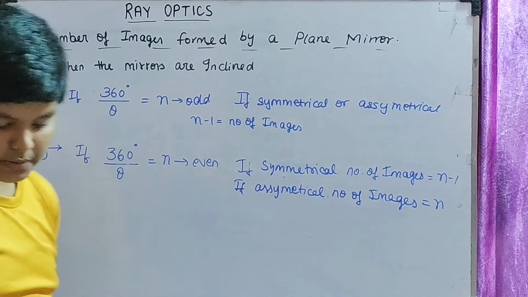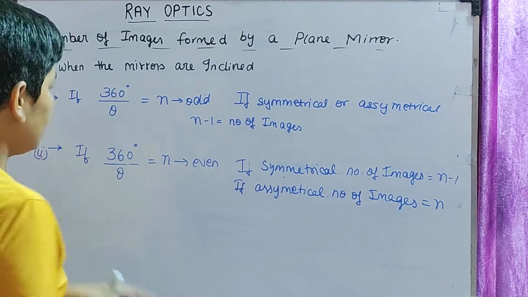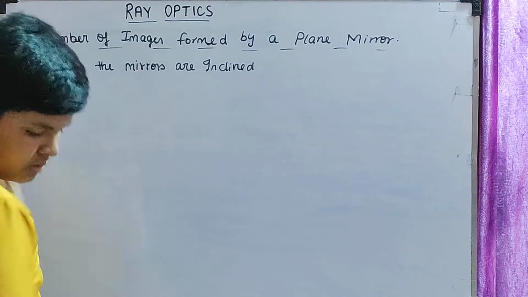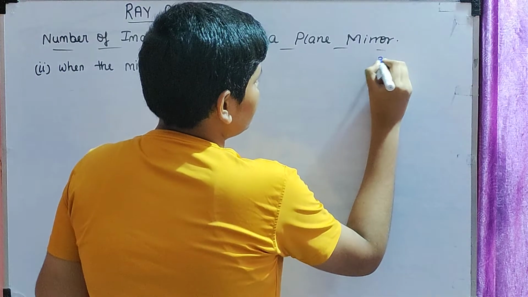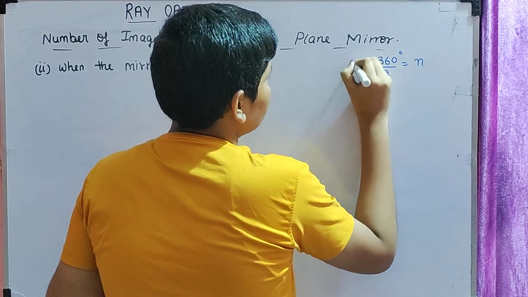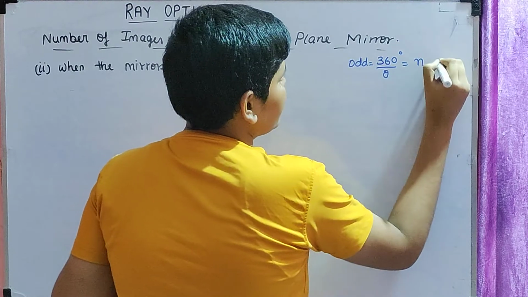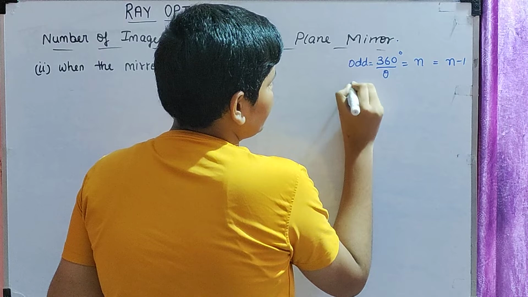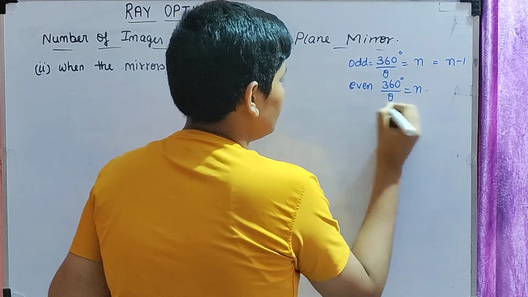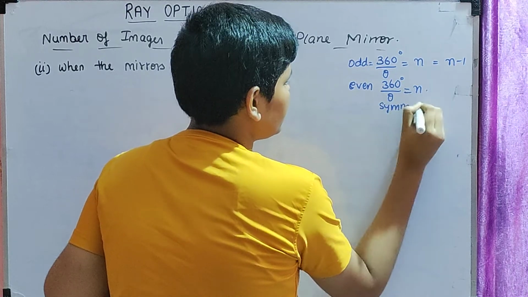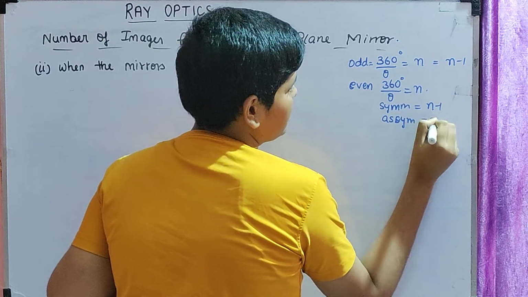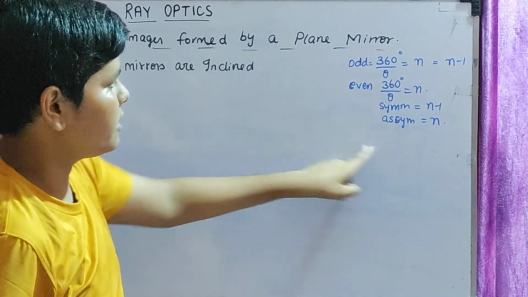This is the trick actually, you can say. Now I'll explain the main method, how to do that. So let me write that formula over here. 360 by theta is equal to n. If it is odd, then in both cases it will be n minus 1. If it is even, 360 degree by theta is equal to n, for symmetrical it is equal to n minus 1, and for asymmetrical it is equal to n. So this formula we are noting over here.